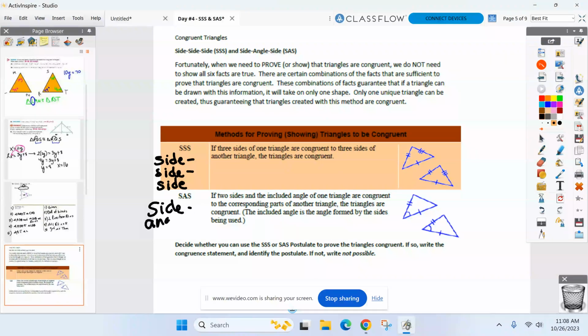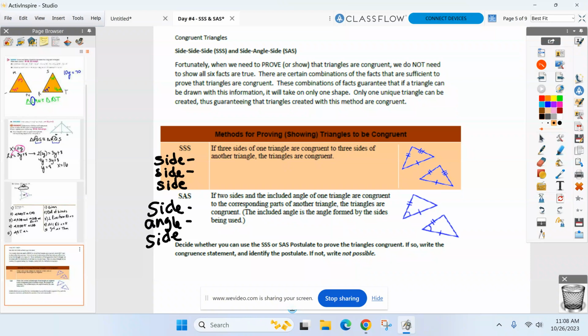Angle, side. So let's talk about this. Does that mean if I have two sides and an angle, they're congruent? No, it does not. Listen carefully. I can only use this. Notice where I've placed the A. Where's the A in SAS? In between what? The sides. So that's where your angle has to be.